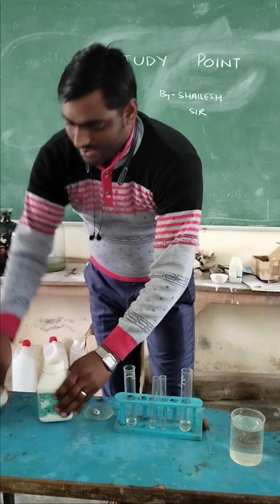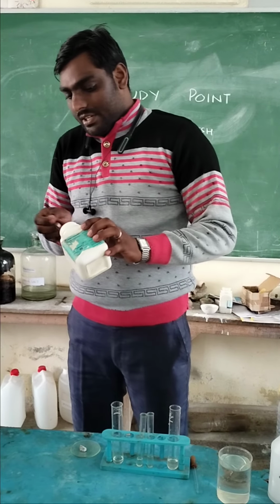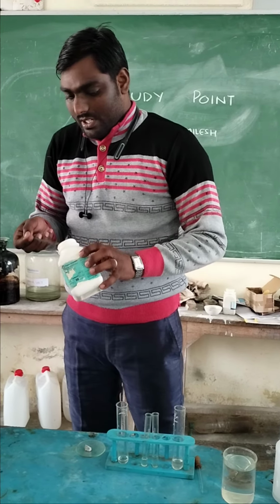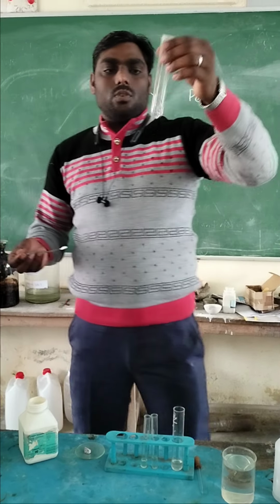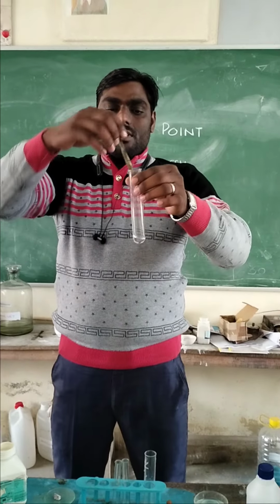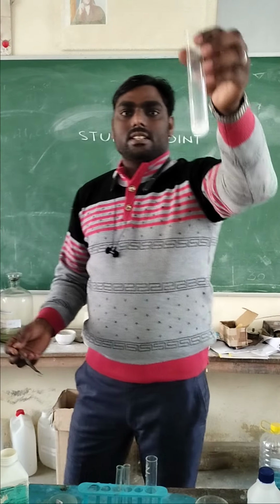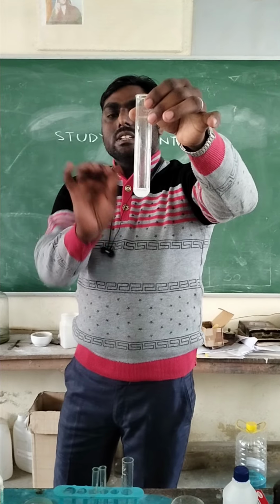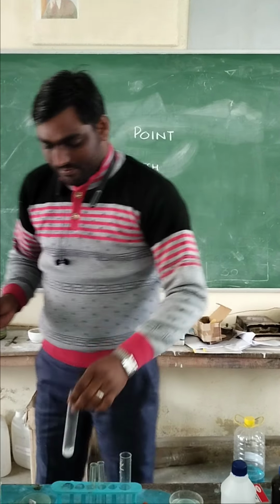hydrogen carbonate. I have already taken a small amount of sodium hydrogen carbonate, and I am going to react it with alcohol as well as acetic acid. As we know, alcohol is a neutral compound. It does not react with sodium hydrogen carbonate, and it settles down at the bottom of the boiling tube. Just see, it does not react with alcohol.